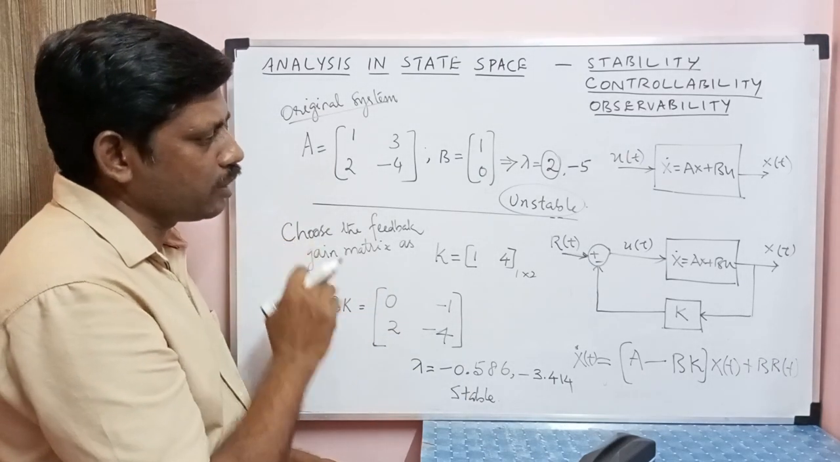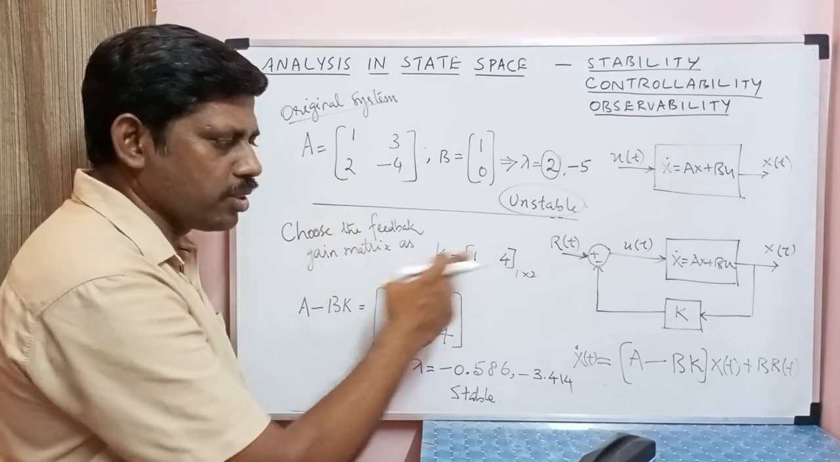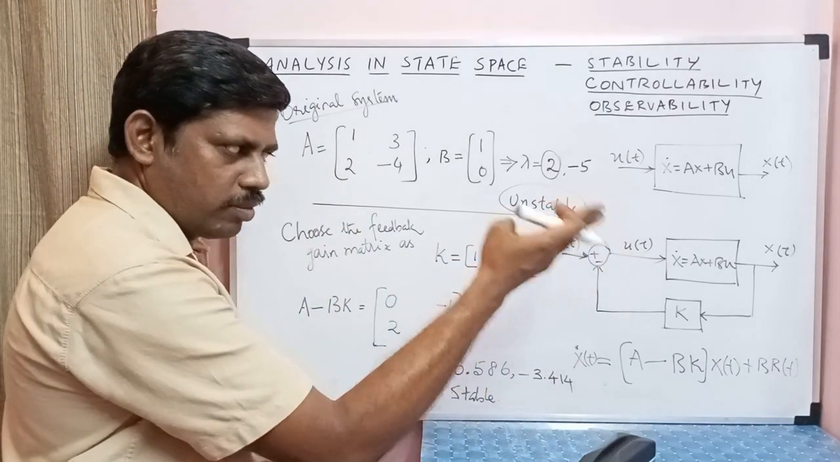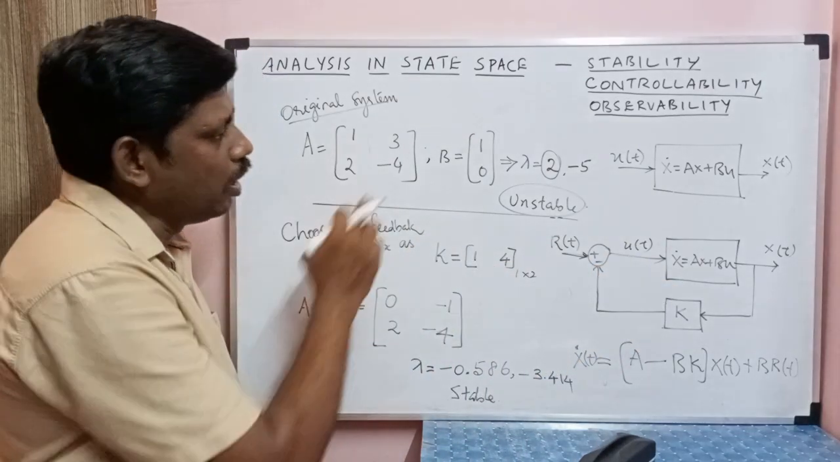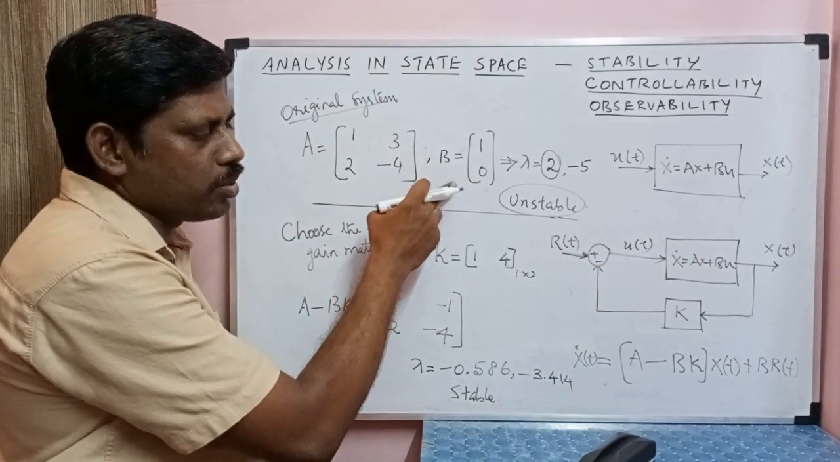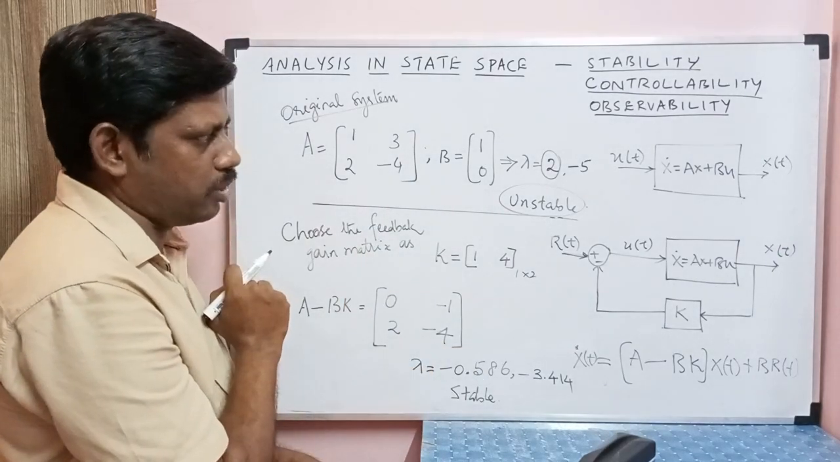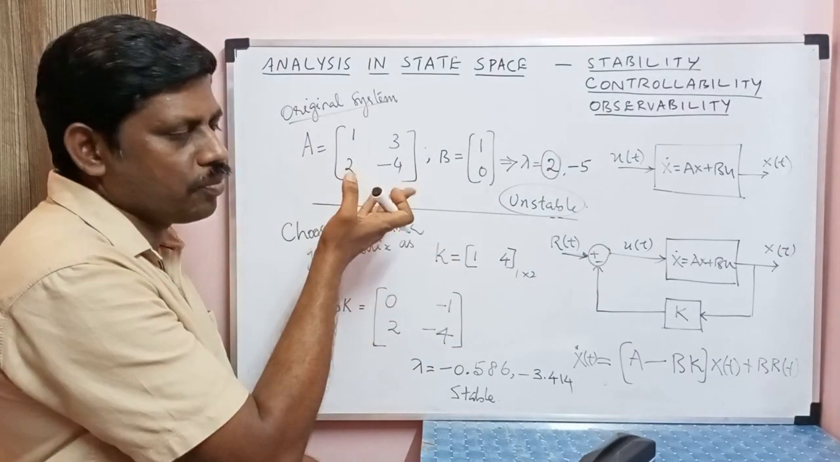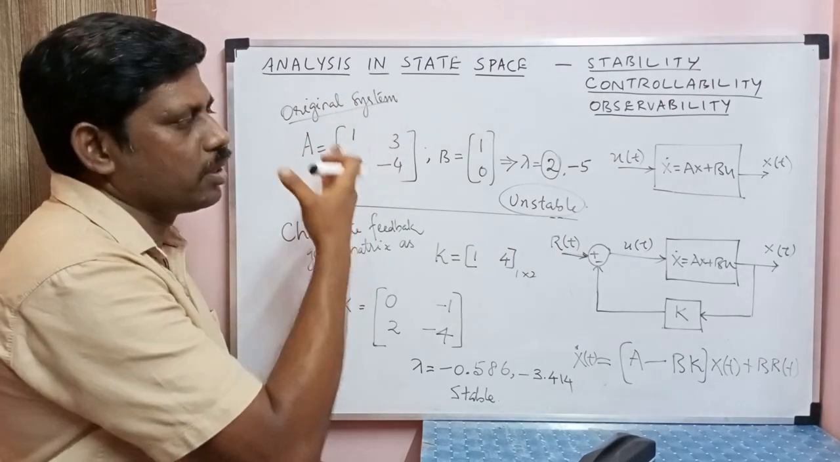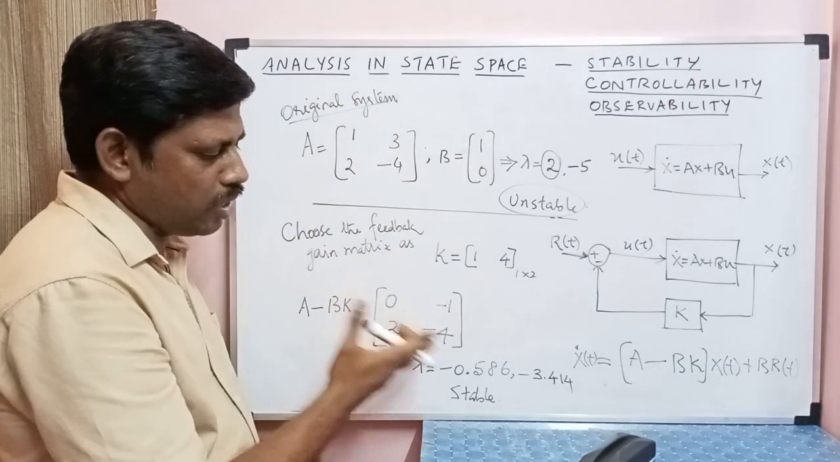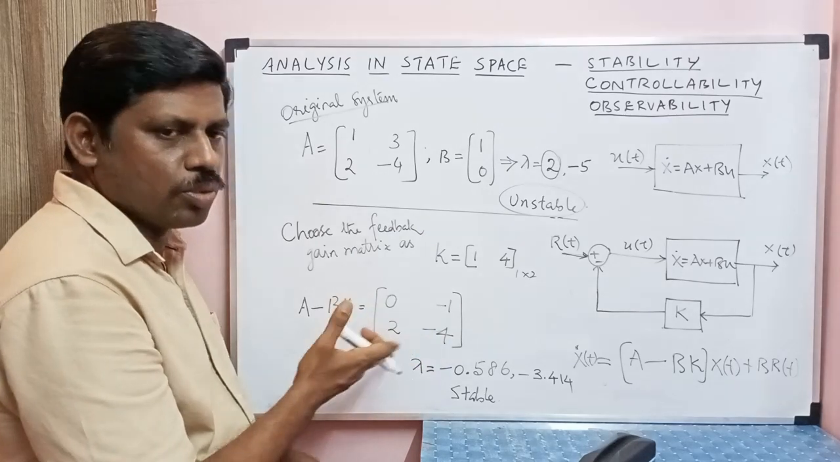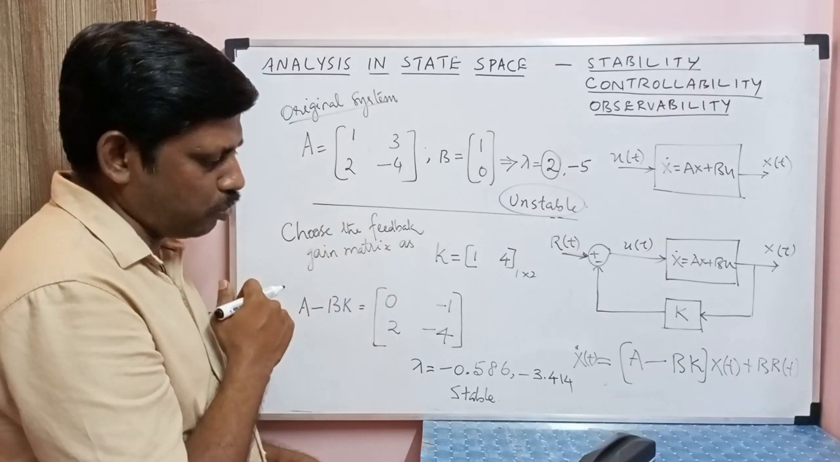So what we understand is that by appropriately designing the state feedback controller, and by designing I mean choosing this K matrix values, I can change the unstable system into a stable system. Or even if the system is stable, if the system performance is not as expected, I can change the system to give me a desired performance.